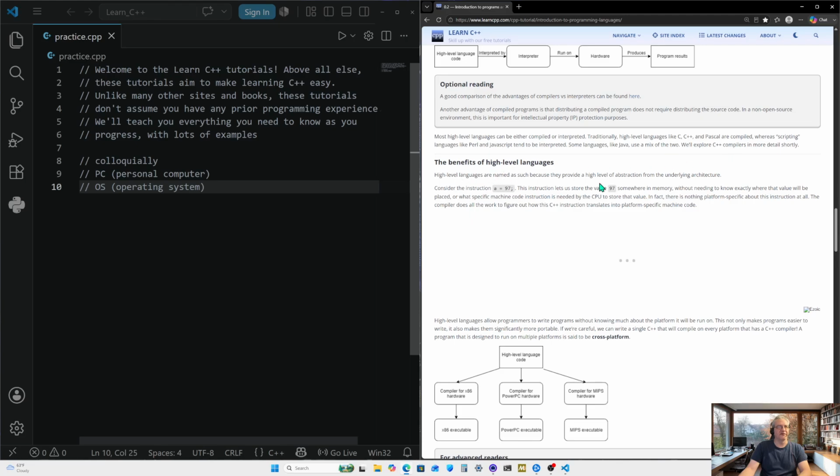The benefits of high-level languages. High-level languages are named as such because they provide a high level of abstraction from the underlying architecture. Consider the instruction a = 97; with the semicolon. This instruction lets us store the value of 97 somewhere in memory without needing to know exactly where the value will be placed, or what specific machine code instructions are needed by the CPU to store that value.